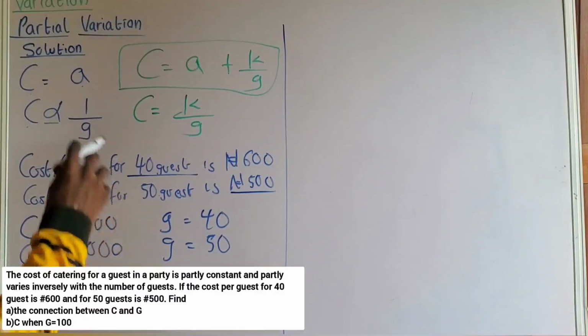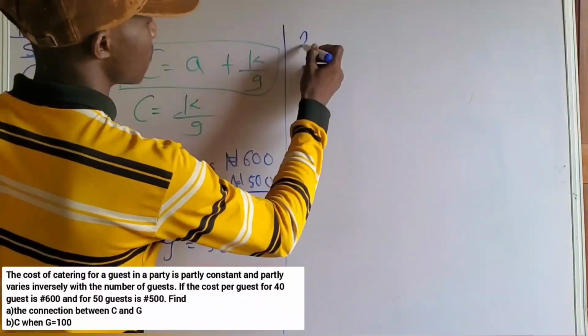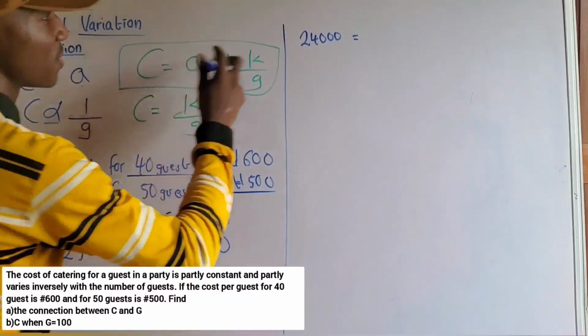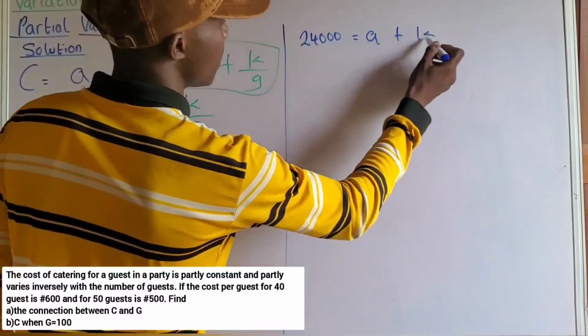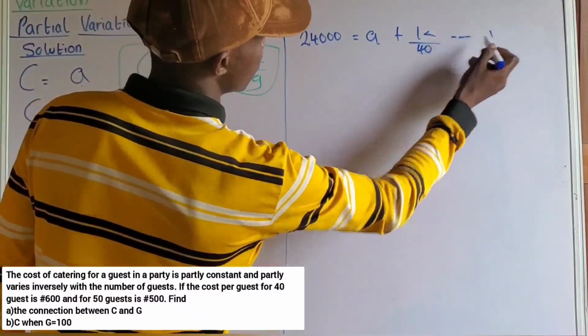We can solve for the value of a and k by using this information that we have here. When the c is 24,000 naira, we're going to have 24,000 equals a plus k over g. Now, the g is what? 40. So I'm going to have a plus k all over 40. Call this one equation 1.